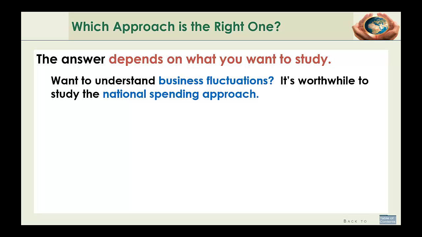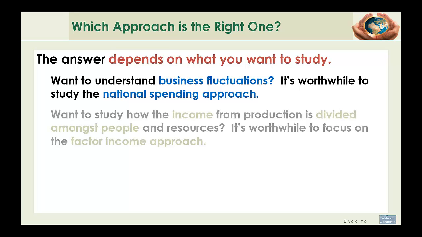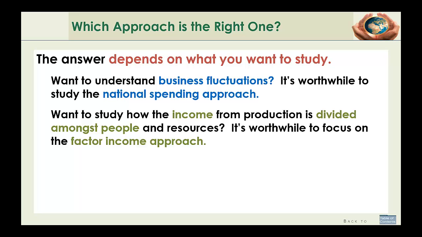So don't think that you're never going to see this information again. This is going to pop up explicitly when we look at what causes short-run fluctuations in the economy. And so it's important that you understand the different components of GDP that make up the spending approach. Now, if you want to study how the incomes from production is divided among people and resources, then it's worthwhile to focus on the factor income approach. So that's an interesting question that some of us want to study.